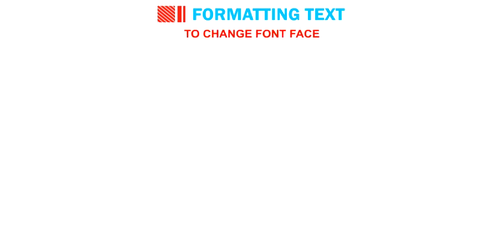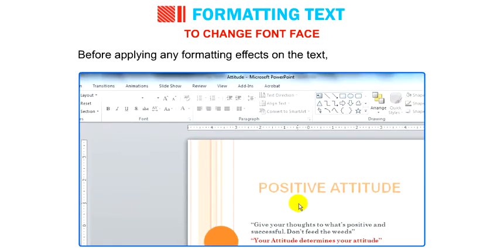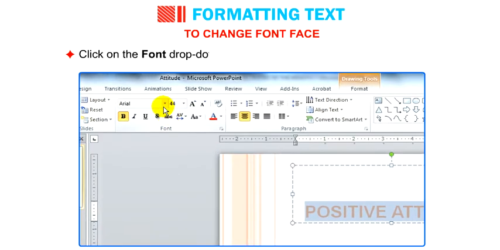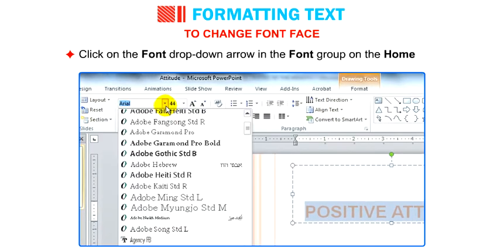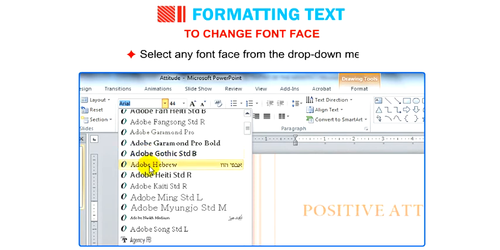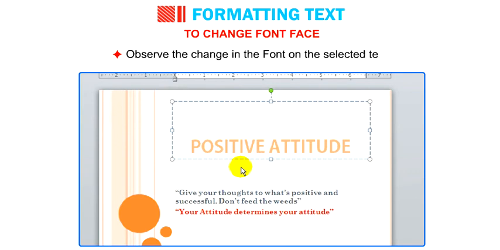To change font face. Before applying any formatting effects on the text, first select the text. Click on the Font drop-down arrow in the Font group on the Home tab. Select any font face from the drop-down menu. Observe the change in the font on the selected text.